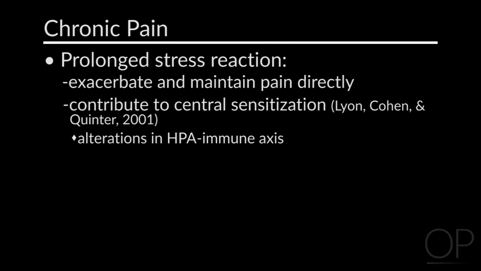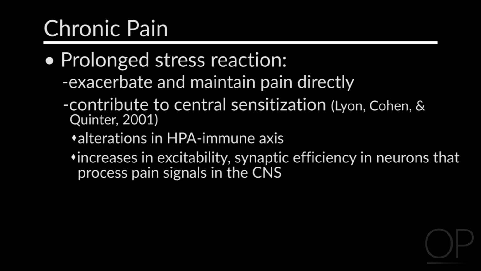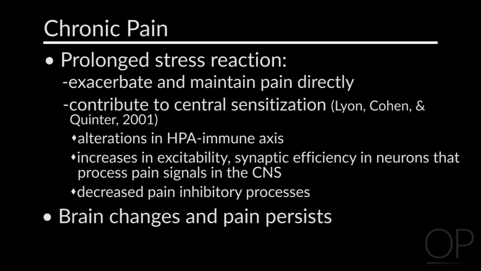Research has supported this idea of central sensitization in chronic pain. There have been found to be alterations in the HPA immune axis, as well as changes in the way neurons communicate with each other. There are increases in excitability and synaptic efficiency in neurons that process pain signals in the CNS, as well as decreased pain inhibitory processes that have been shown to be found in patients with prolonged pain, supporting the idea of central sensitization. So the general idea is that when a person is in a state of prolonged chronic pain, the brain is going to change and alter itself based on that experience, and based on those brain changes, the pain will persist.